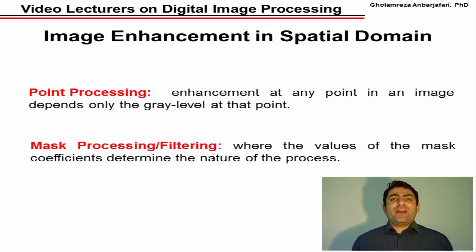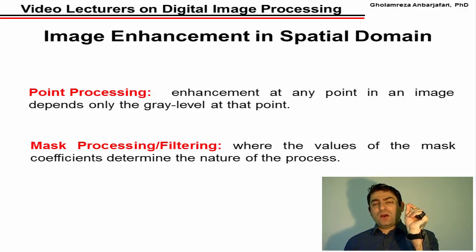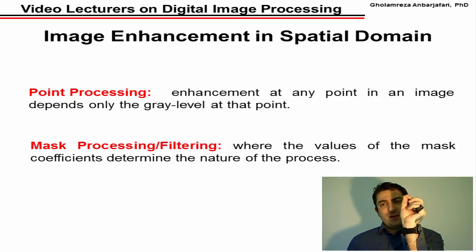Now, if a 1 by 1 neighborhood is used for the transformation function, then the function is called a gray level transformation function. So let's talk about point processing, which refers to the processing technique where the enhancement at any point in an image depends only on the gray level at that point. It means that we want to know the value at this specific pixel, so the future value will depend only on this value alone.